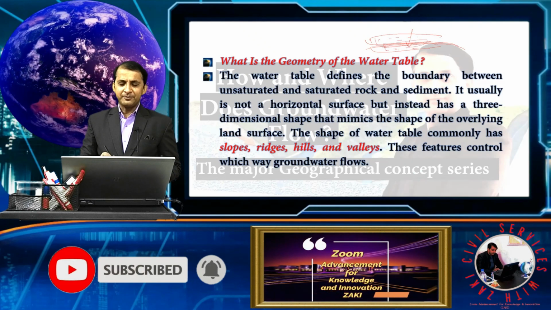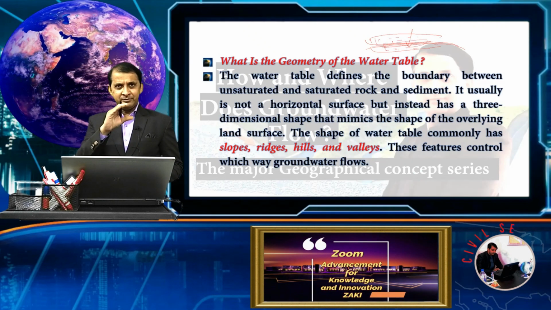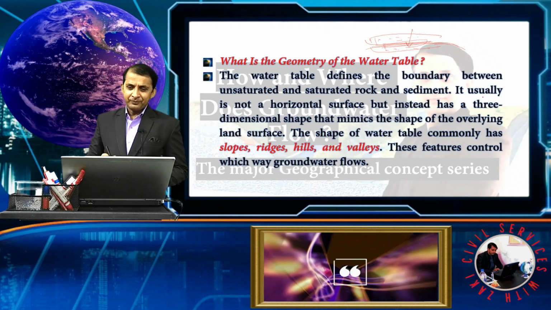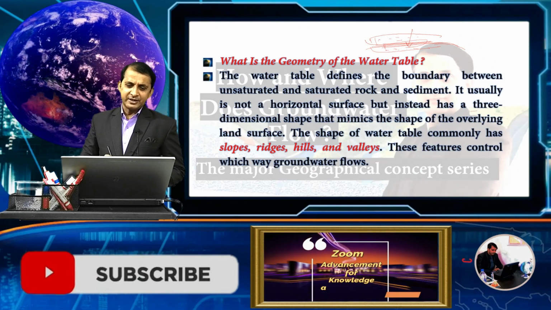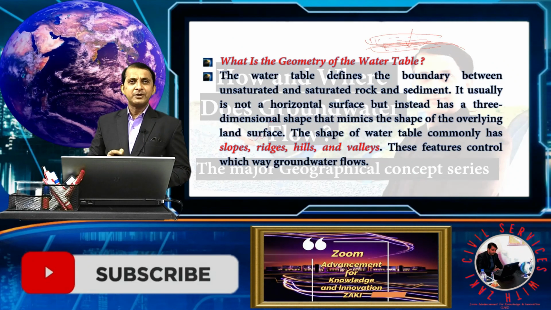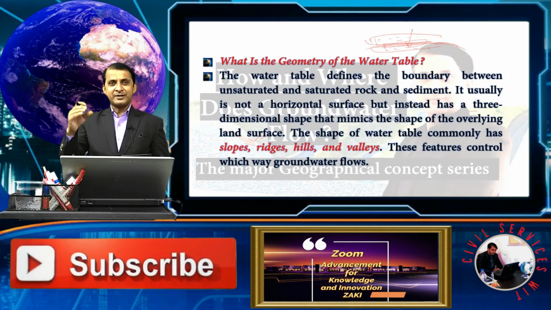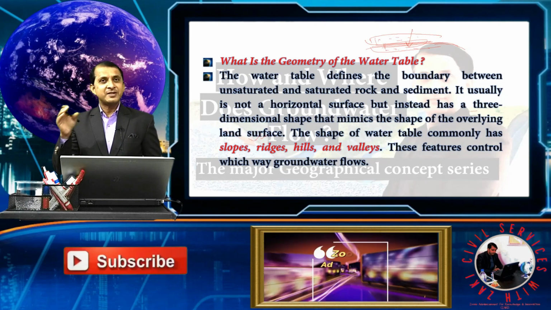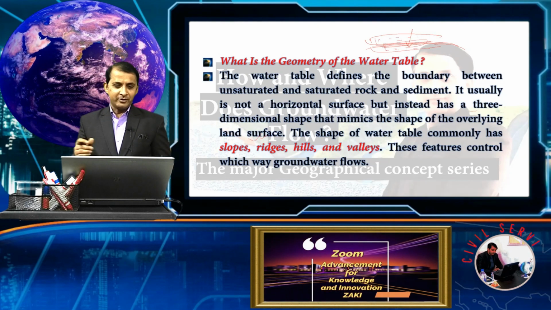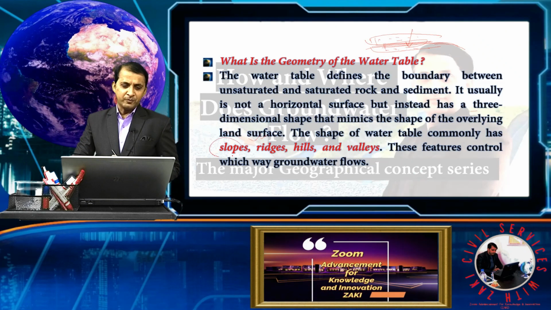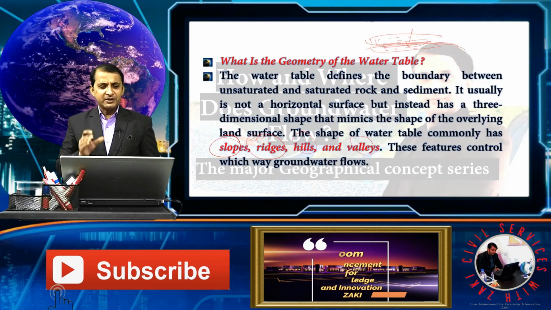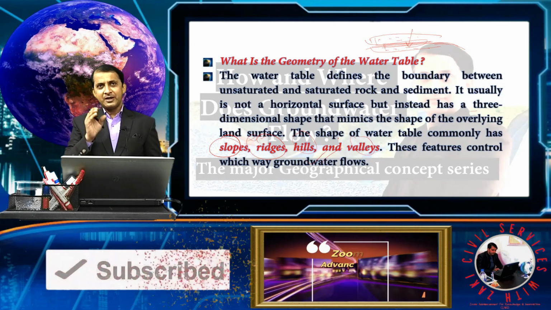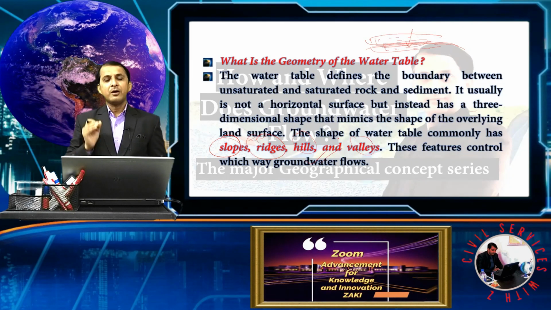If you see a horizontal surface here, but as you know, our land area is not horizontal everywhere. Instead, the water table has a three-dimensional shape that mimics the slope of our land surface. If the land surface has slopes, ridges, hills, and valleys, groundwater also follows this type of slope. So the water table commonly has slopes, ridges, hills, and valleys. These features control which way the groundwater flows, and they are very significant in controlling the flow of groundwater.